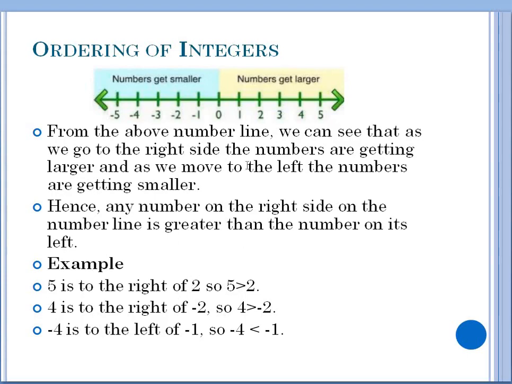See here 5 and 2. So 5 is on the right, so larger. 4 and -2. Here 4 is on the right side, so larger. -4 and -1. -1 is on the right side, so -1 is larger. In that way.